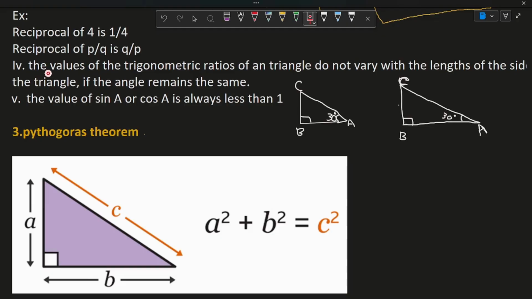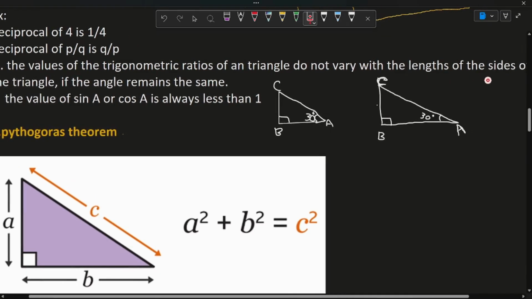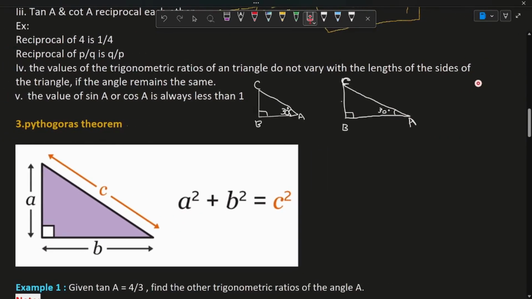Point number 4: the values of trigonometric ratios of a triangle do not vary with the lengths of the sides of the triangle. The angle remains the same. Means, consider these two triangles. This is one triangle, this is the other triangle. The sides of the triangles vary from each other, so the sides of this triangle are different from the sides of this triangle, but the angle of observation is the same for both triangles. So in this kind of case, the trigonometric ratios are the same for both right angle triangles. Why? Because the angle of observation is the same.